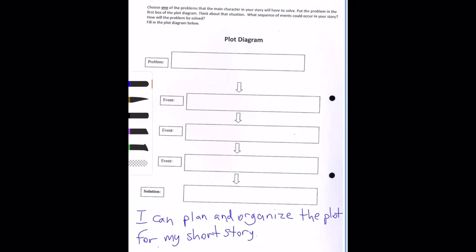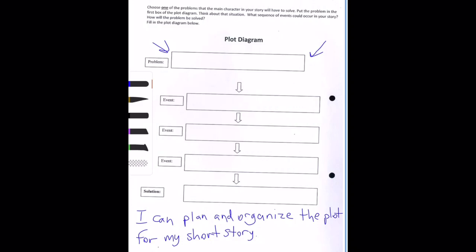Okay, so starting at the top, where there is a couple sentences, it says choose one of the problems that the main character in your story will have to solve. So yesterday you wrote down a list of problems. So you're going to choose one of those problems and you're going to put that right in this box. Put the problem in the first box of the plot diagram, there, and think about that situation.